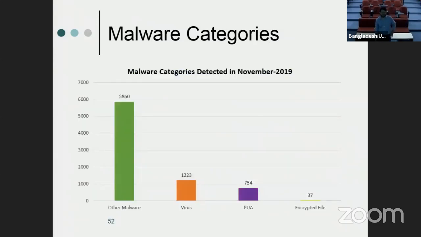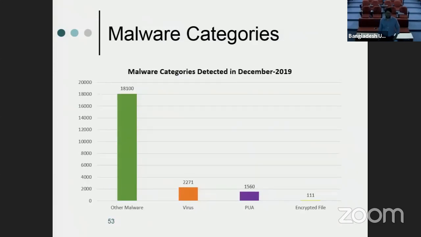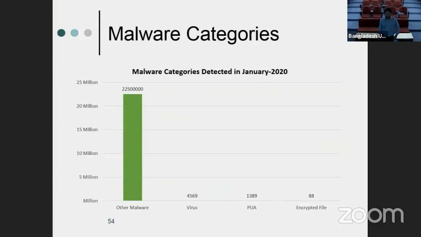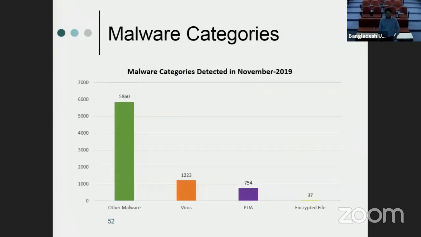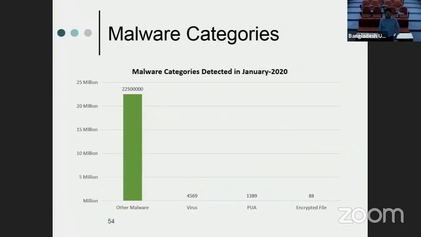Then in November, we saw a similar trend. So we had virus attack, PUA, and encrypted files. But here what we are seeing is that the other malware types are increasing over different months. And in January, there is a huge increase in other malware types detected in the system.